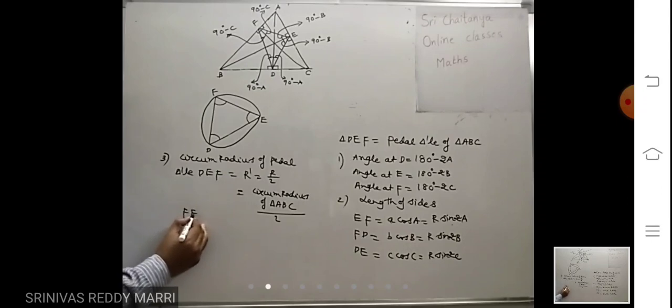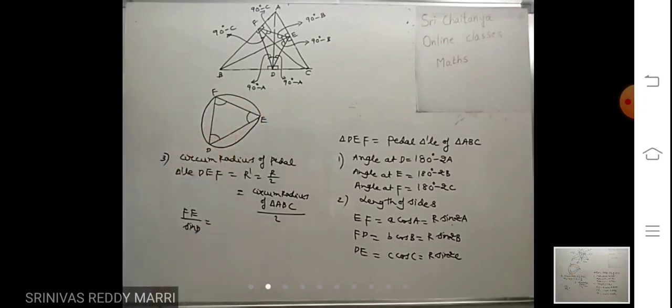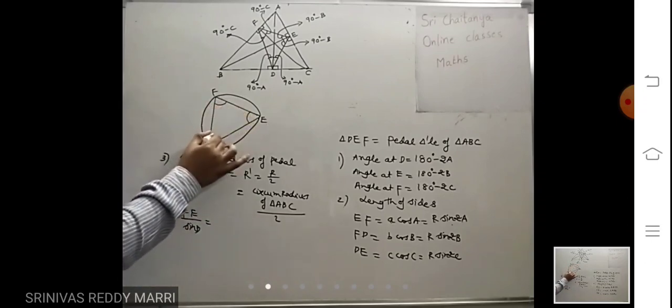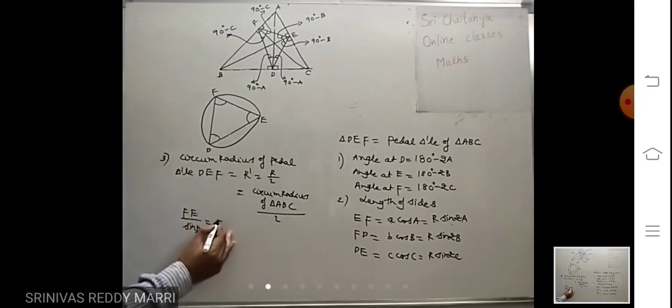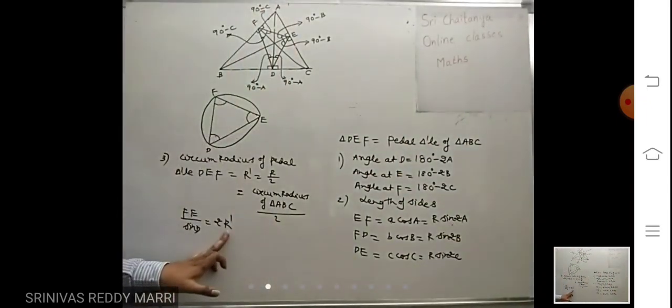Sine rule: FE divided by sine D. This length divided by the sine of the opposite angle. In any triangle you can apply it, not only in triangle ABC. FE divided by sine D is nothing but 2 into the circumradius, let us say R dash. What does the sine rule state? Side divided by sine of opposite angle is 2 into circumradius. Now what is the FE side? R sine 2A. Look at it.